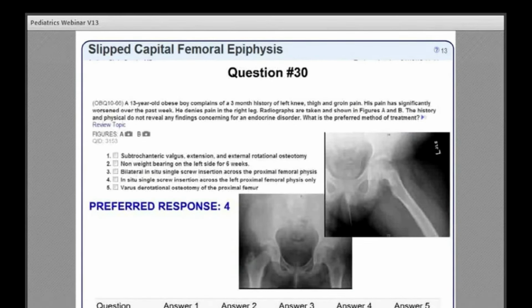Back to the question, the preferred response, accordingly, is in situ single screw insertion across the left proximal femoral physis only. 94% of you got this answer correct, which is absolutely fantastic.